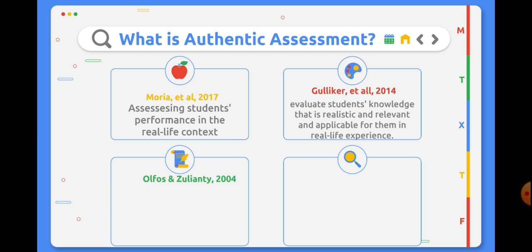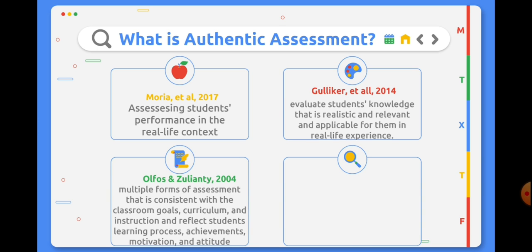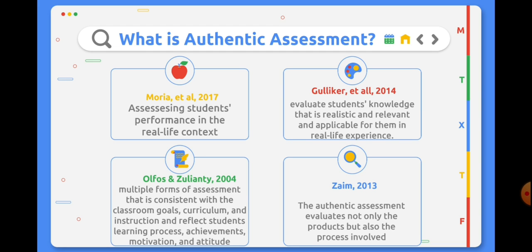And according to Alphonse Zulianti, authentic assessment refers to multiple forms of assessment that are consistent with the classroom goals, curriculum, and instruction and reflect students' learning process, achievements, motivation, and attitude. And the last, based on Zime, authentic assessment evaluates not only the products, but also the process involved.